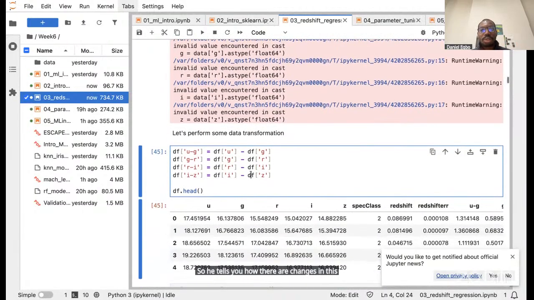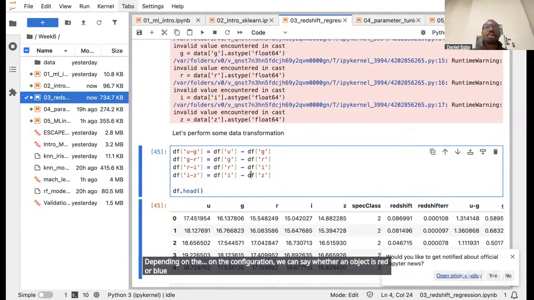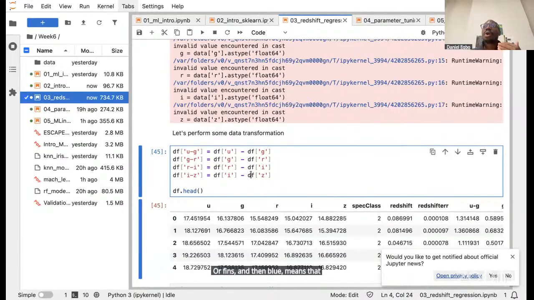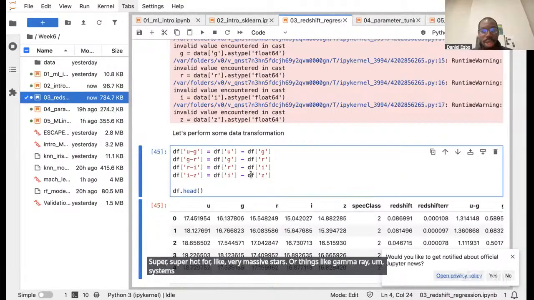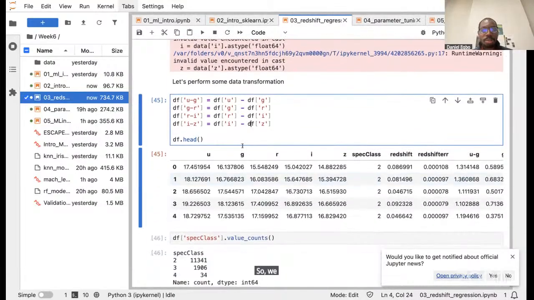So oftentimes, depending on the configuration, we can say whether an object is red or blue for stars. Red means it is less hot or not that luminous, or faint, and blue means that it is very, very hot, super hot, like very massive stars. So looking at these colors, we've defined them.